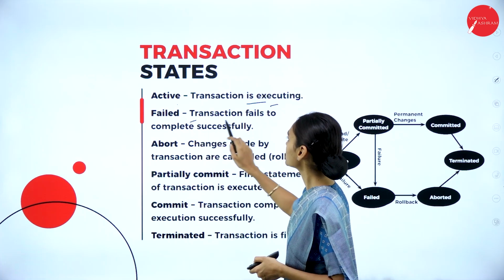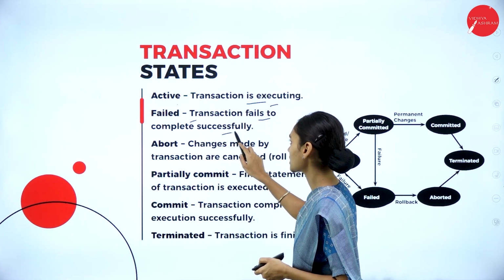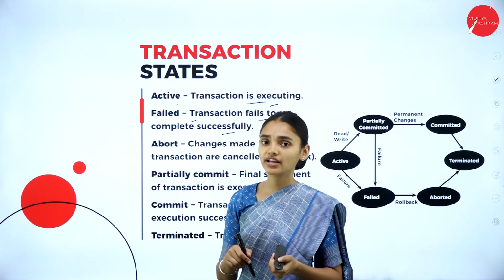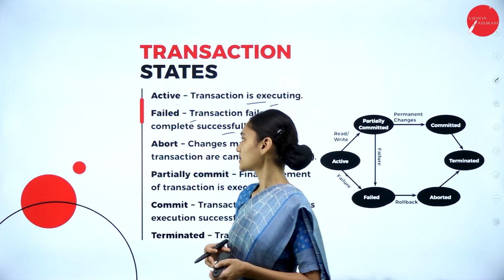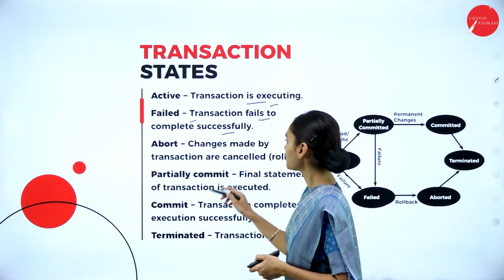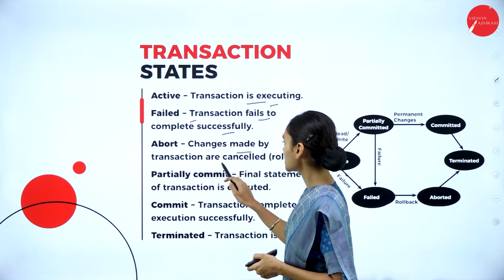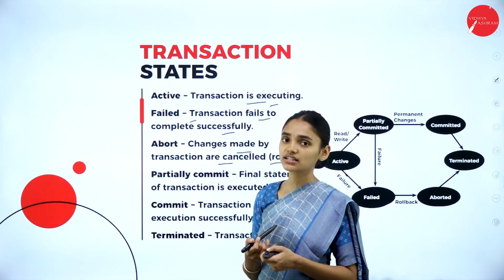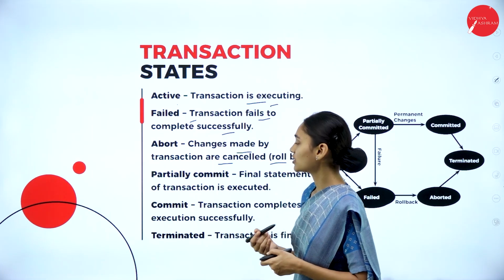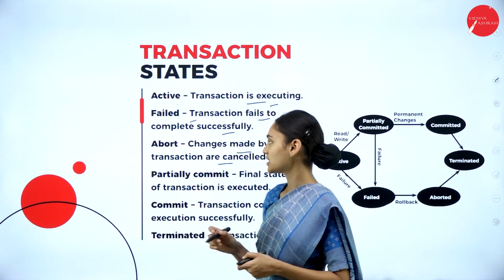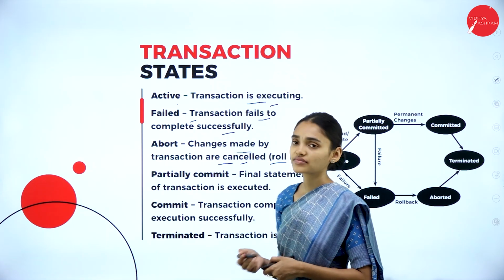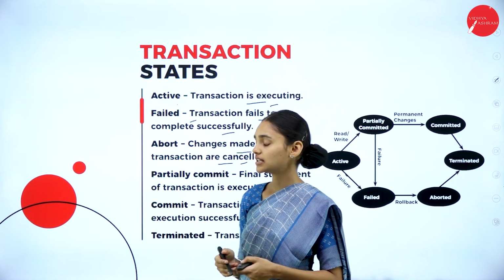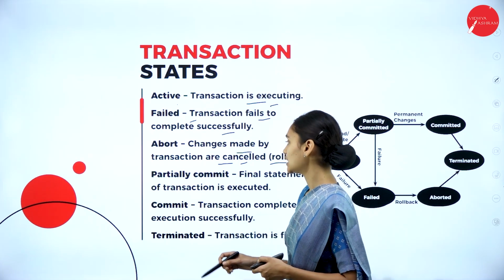Next is failed. The transaction failed to complete successfully. Suppose the transaction failed to complete successfully, then it is a failure, otherwise it will be completely successful. Next is abort. The changes made by the transaction are cancelled, rolled back, and it is brought back to its consistent state. Whatever changes were made by the transaction are cancelled and rolled back, bringing it back to its consistent or previous state.